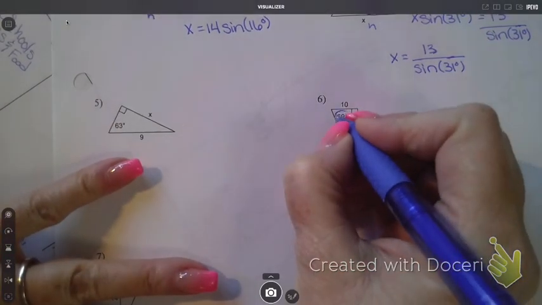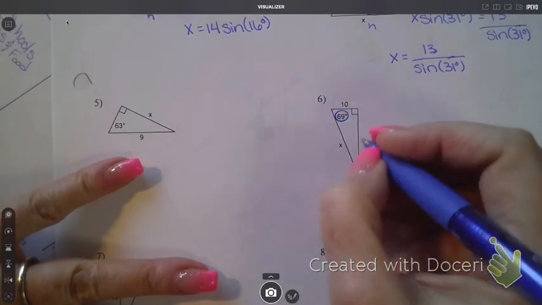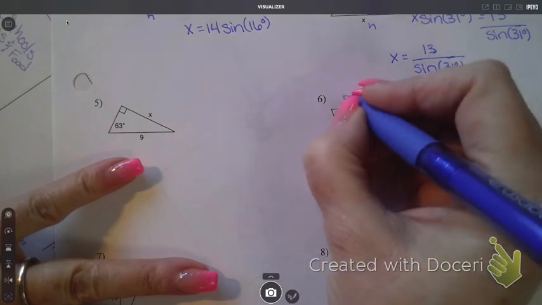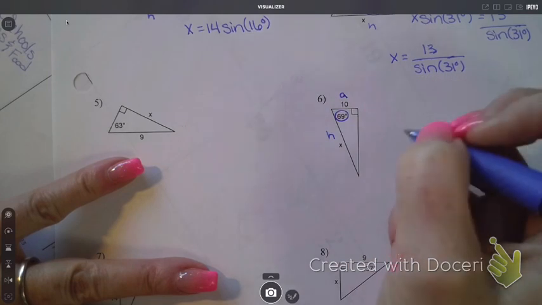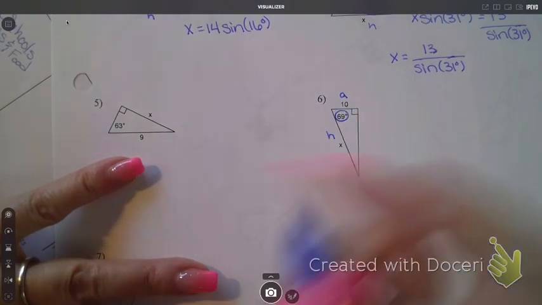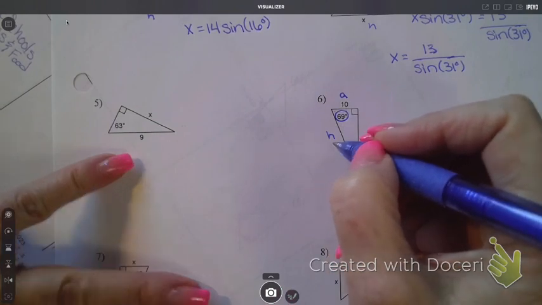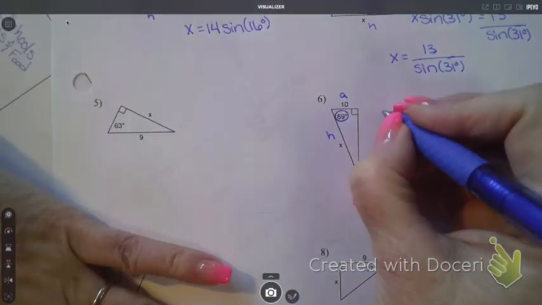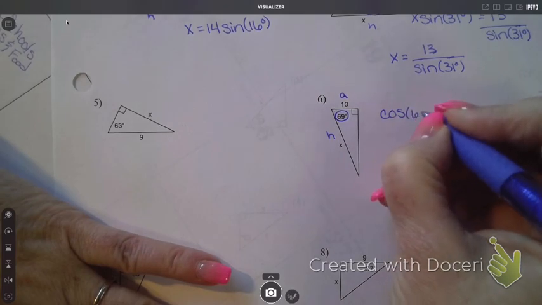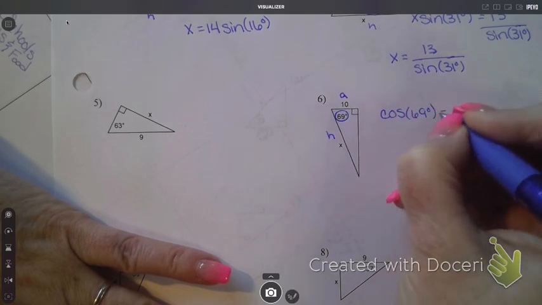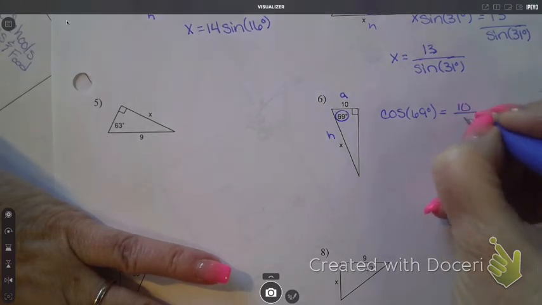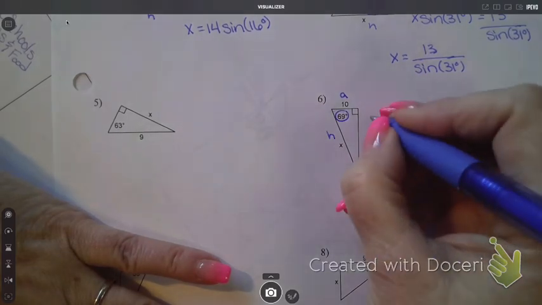So X is adjacent? No, hypotenuse. The hypotenuse is your x, and 10 is your adjacent. It's touching your 69, the angle, so it's adjacent. So adjacent and hypotenuse is cosine. Cosine of 69 degrees equals 10 over x, right? Yeah.